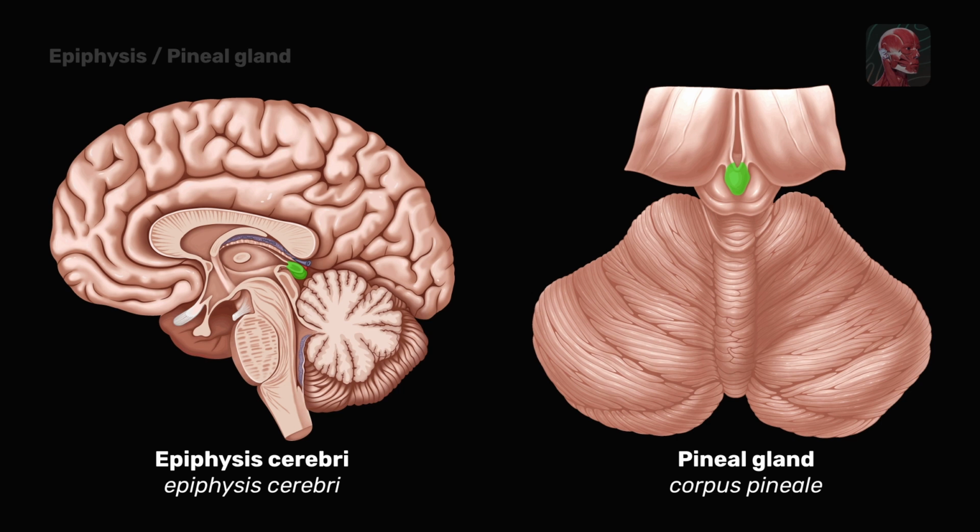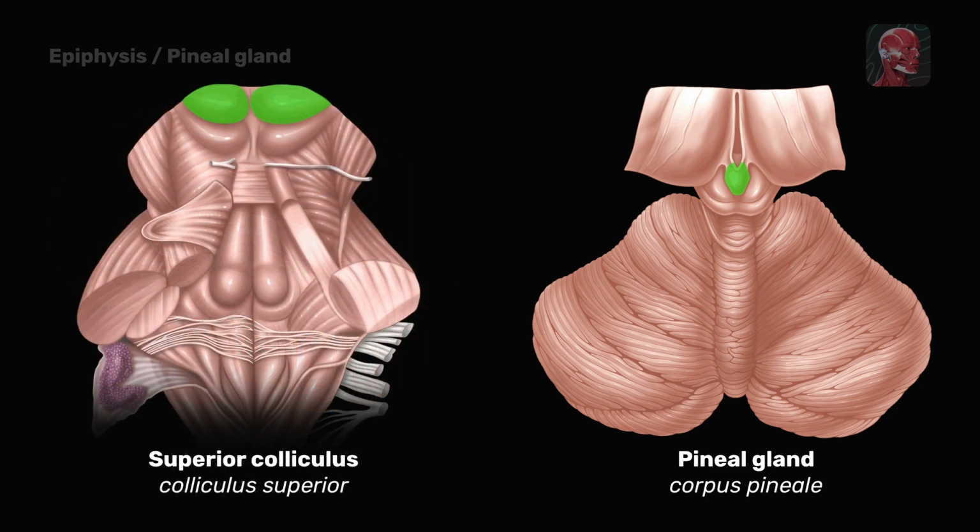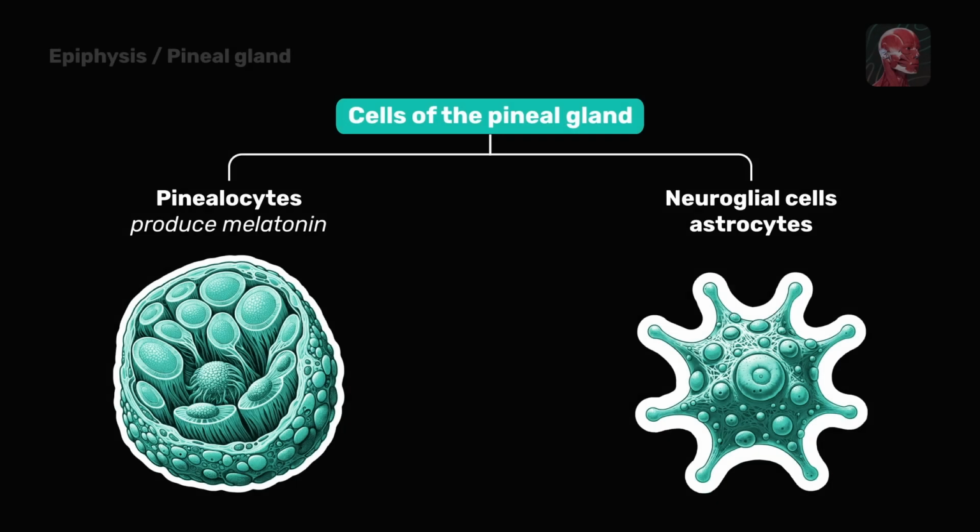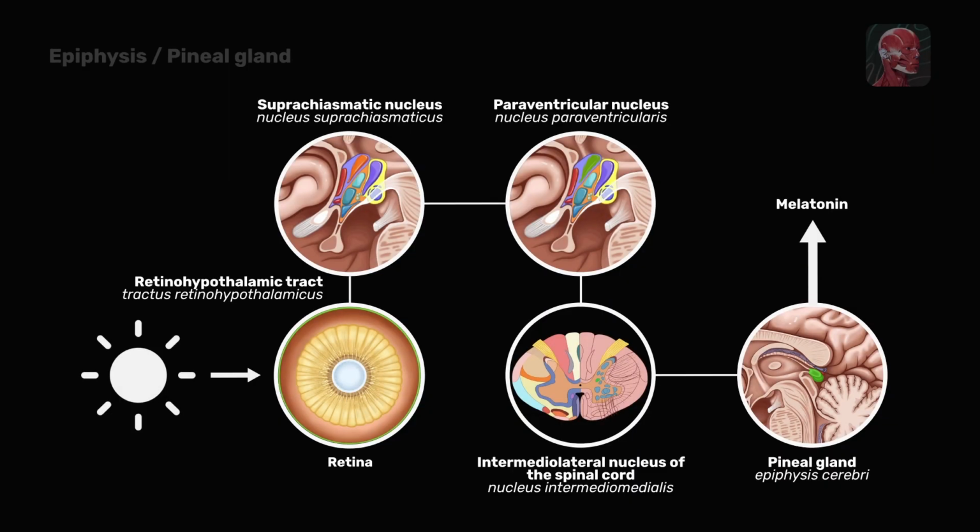Alright, here's a quick summary. The pineal gland, or pineal body, is a neuroendocrine organ that is part of the epithalamus. It is located between the superior colliculi of the quadrigeminal plate. In the pineal gland, there are two types of cells, pinealocytes and neuroglial cells. Pinealocytes produce the hormone melatonin, which regulates circadian rhythms in our body, primarily relating to sleep-wake cycles.